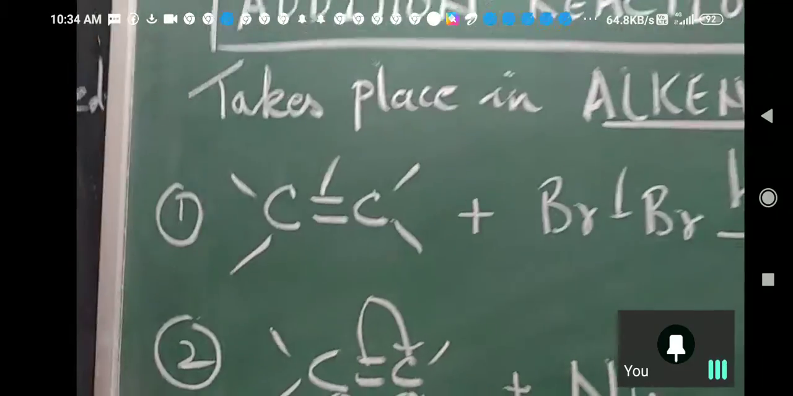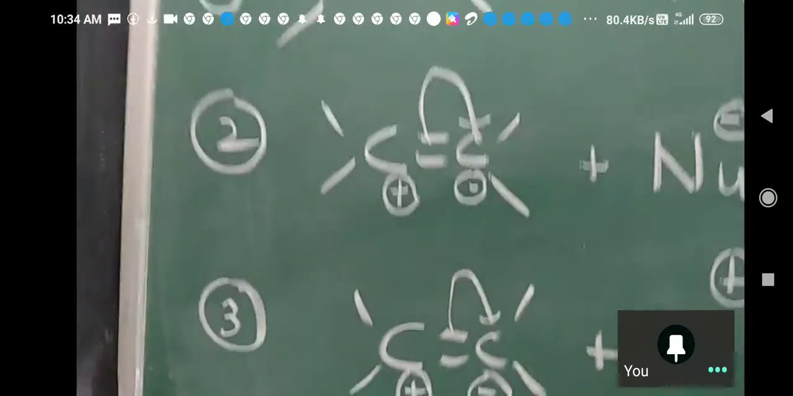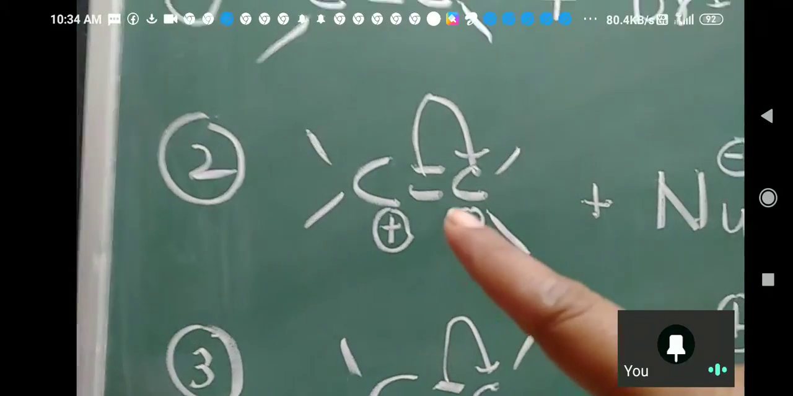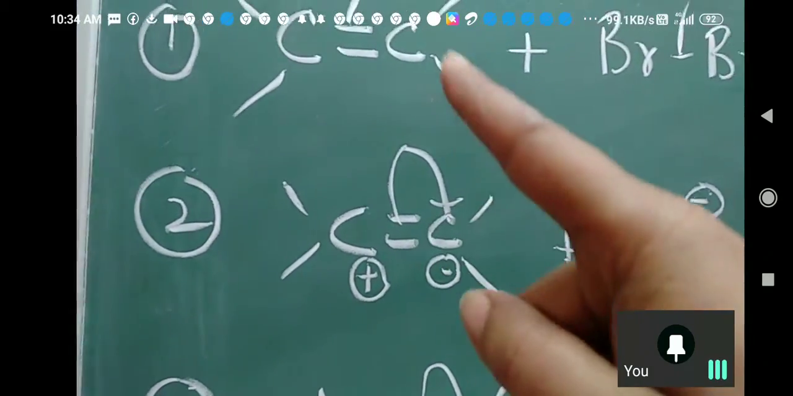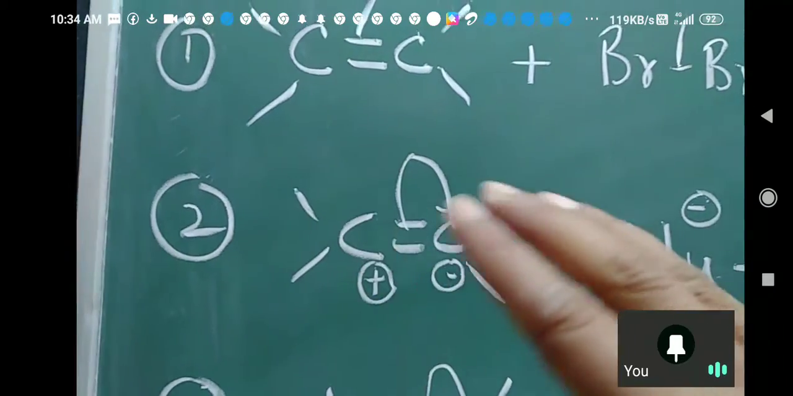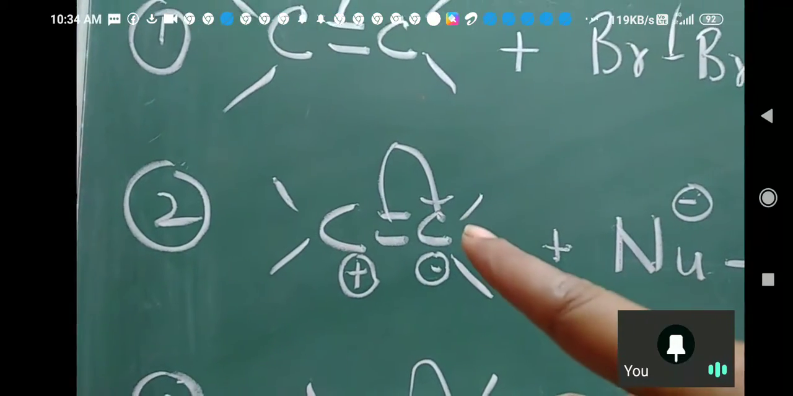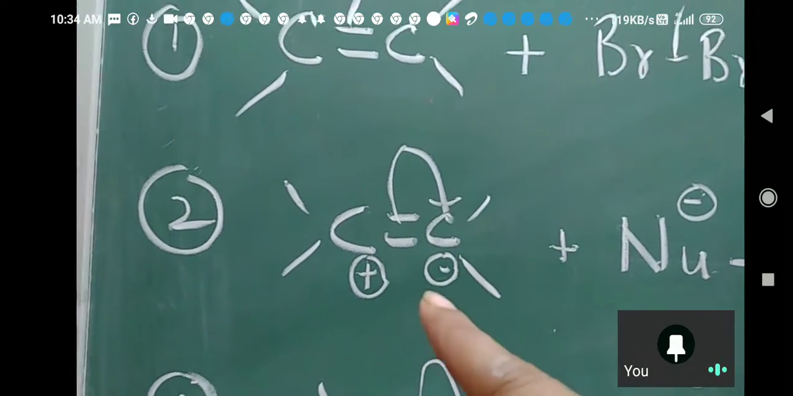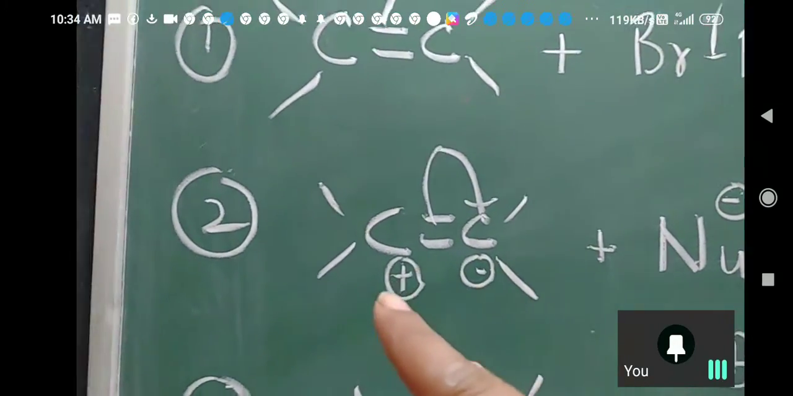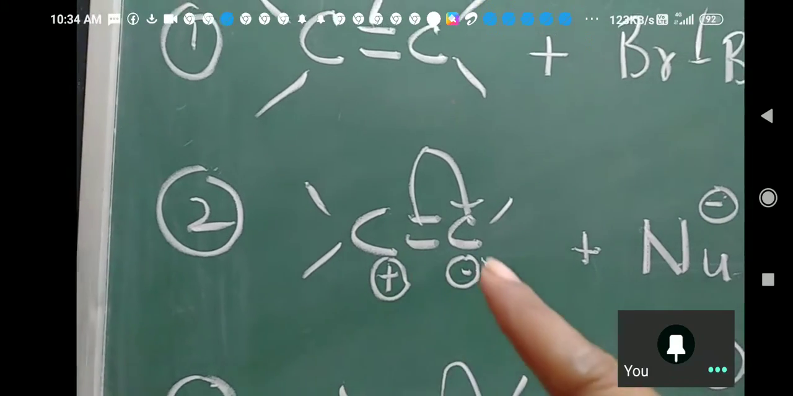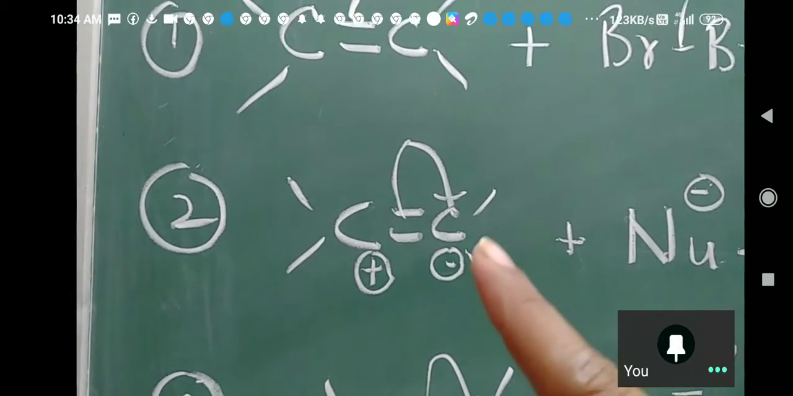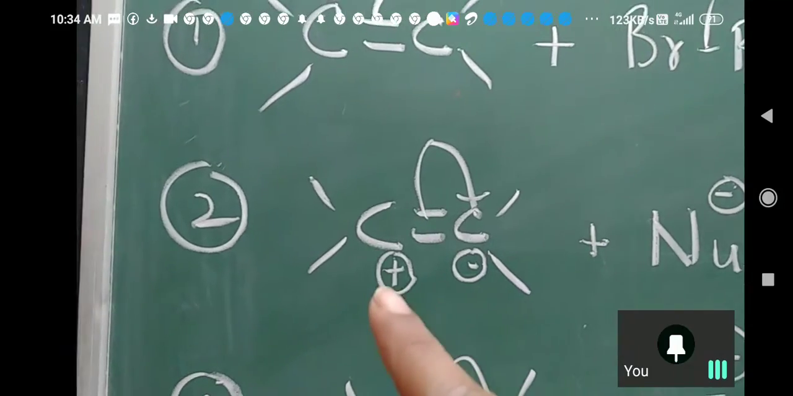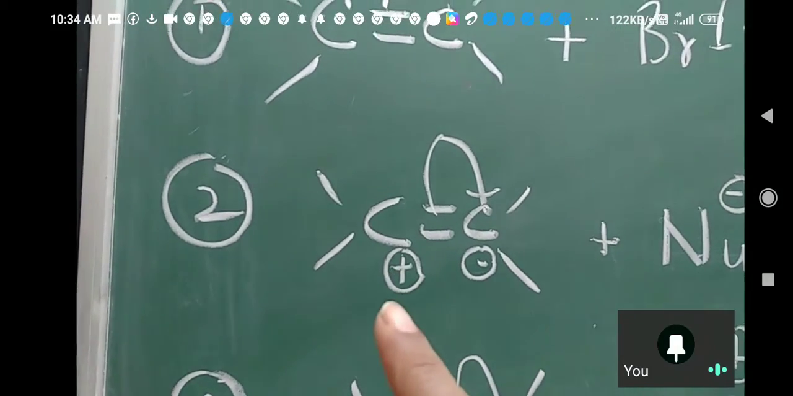The second example will be, if you see this molecule, this shows heterolytic fission. You can break the bond this side also, doesn't matter, but here I have broken it this way. This will become negatively charged and this will be positively charged. This is known as carbanion and this is known as carbocation.